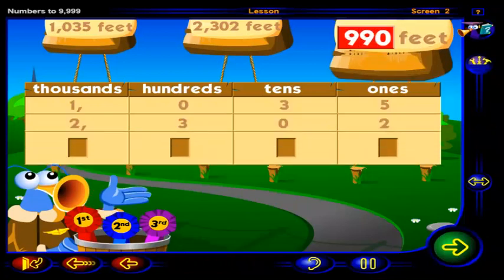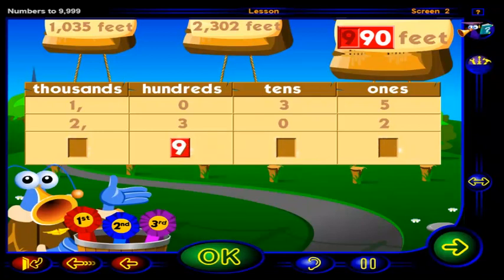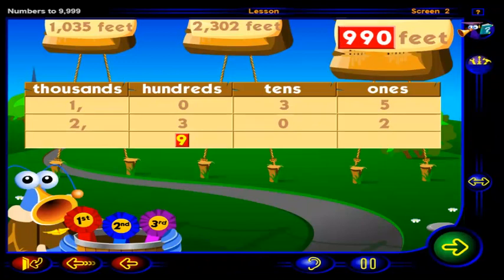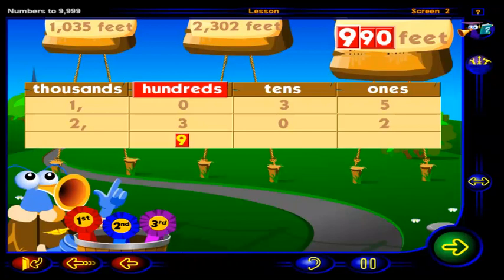In which place does this 9 go? Drag this 9 to the correct place, then click OK. That's right. This 9 goes here in the hundreds place. In this 3-digit number, the digit farthest to the left shows the number of hundreds in the number. So we put 9 in the hundreds place.